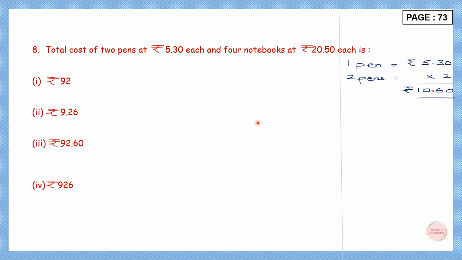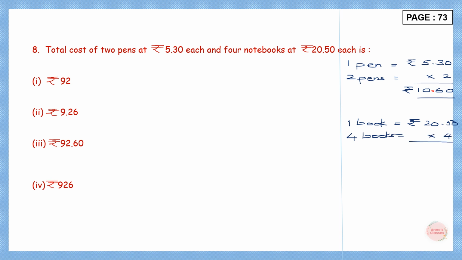Now let's find out the cost of 4 notebooks. The cost of 1 notebook is so much. So let's write that. The cost of 1 book is given to us as 20 rupees and 50 paisa. This is the cost of 1. Now we have to find the cost of 4. Cost of 4 books will be this into 4.